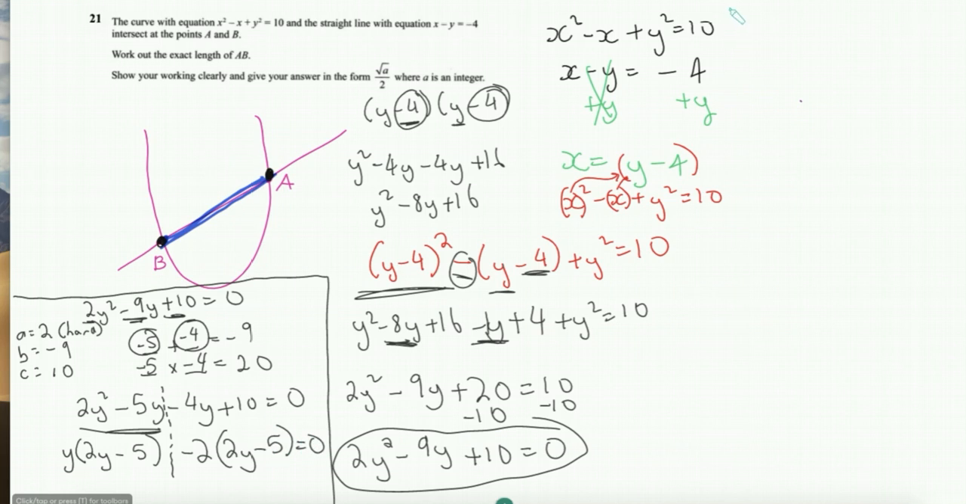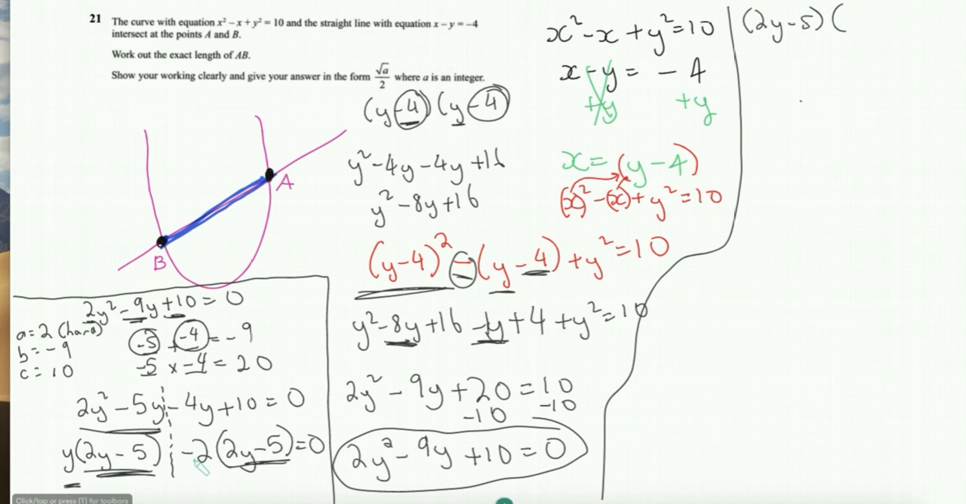So let's put this over here. Our first bracket will be 2y minus 5. Our second bracket will be a combination of the outside terms. So y minus 2 equals 0. Let's solve each one.